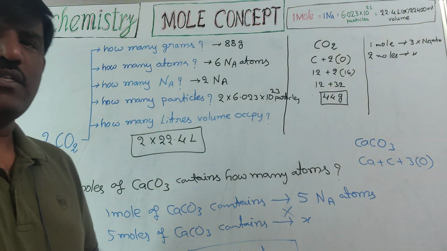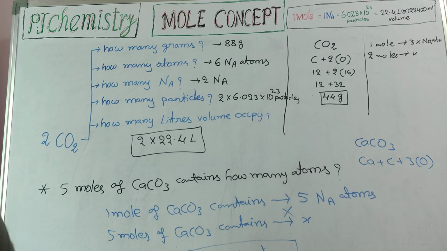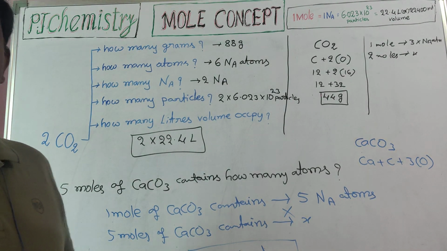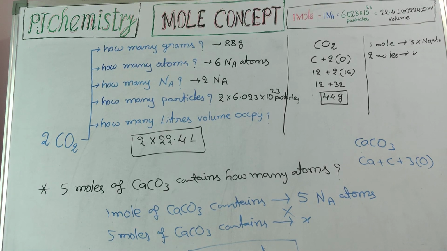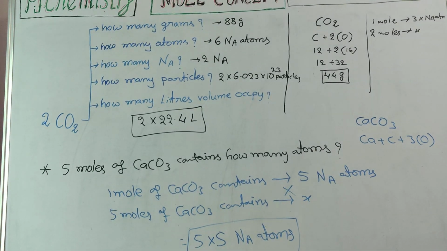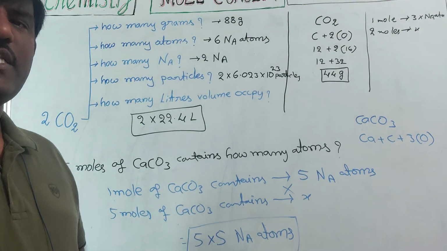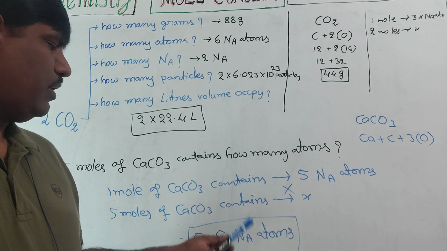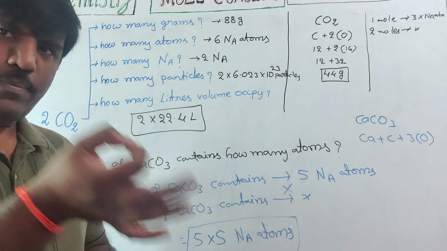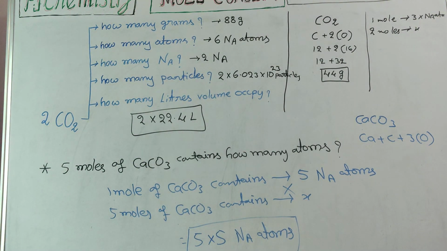Okay, sometimes in the options they give particles. At that time, 1 Avogadro number is equal to 6.02 into 10 power 23 particles. As per that, you have to take the Avogadro number as 6.02 into 10 power 23 particles into 25. If we calculate, we will get how many particles there are.